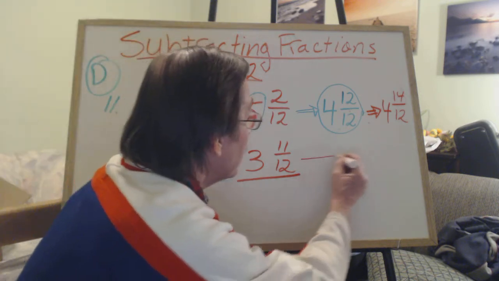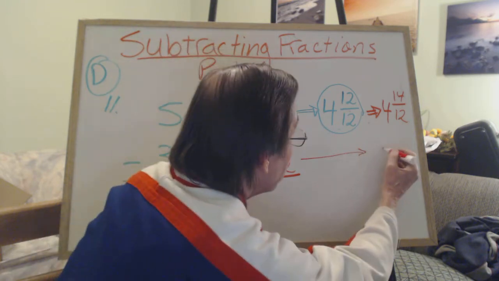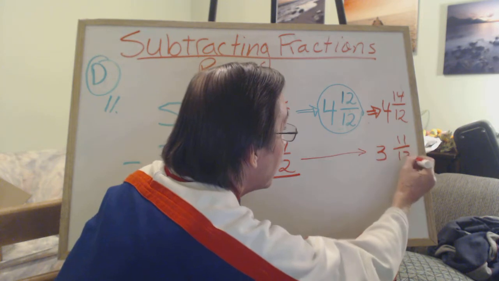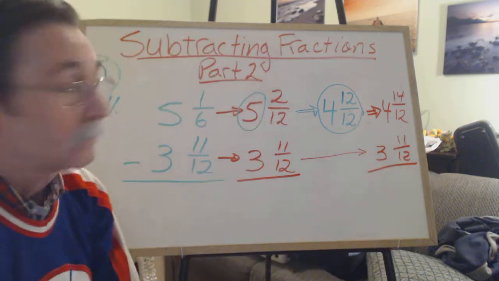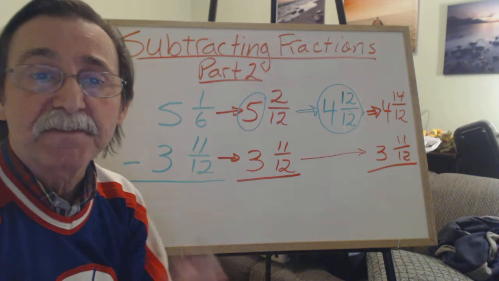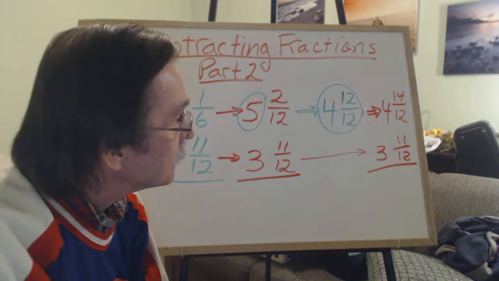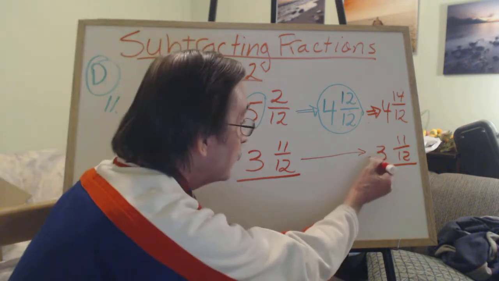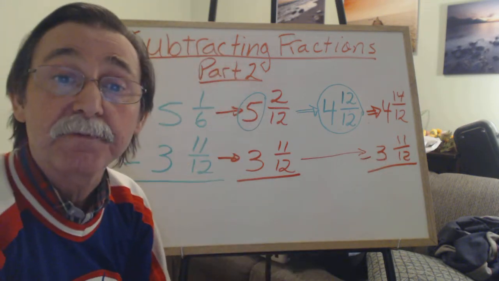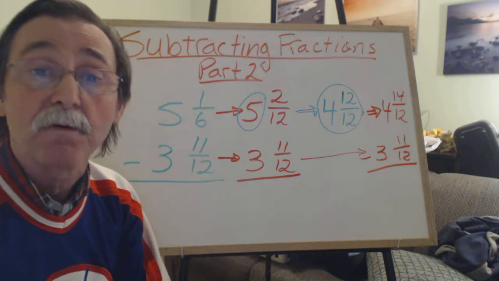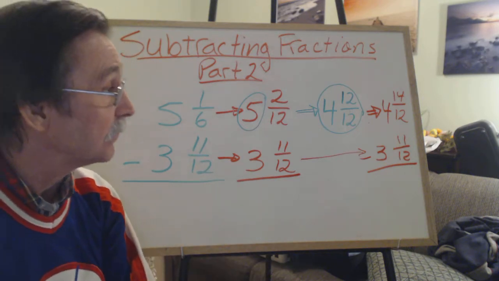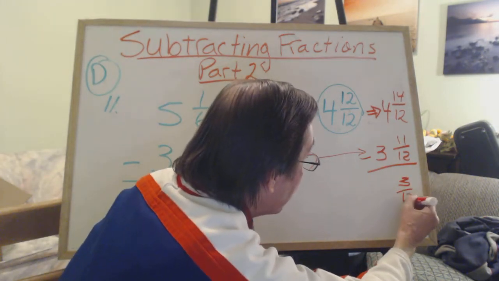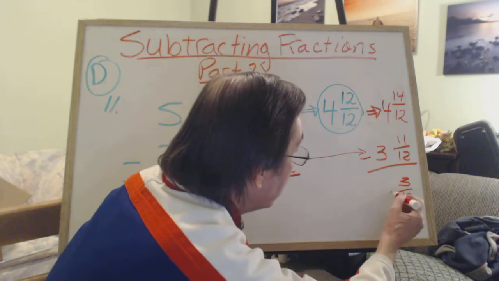And I'm just going to send this over this way. So 3 and 11 twelfths. Sorry, it's getting a little bit messy there. So 4 and 14 twelfths, subtract 3 and 11 twelfths. Well, let's do the fractions, then the whole number. So 14 subtract 11 is 3 twelfths. 4 take away 3 is 1.